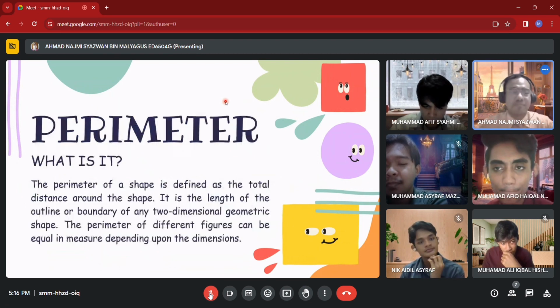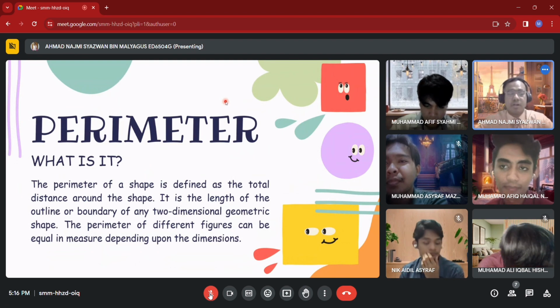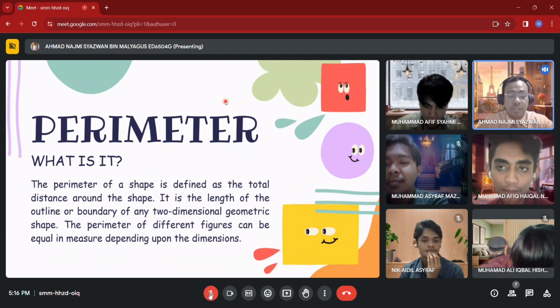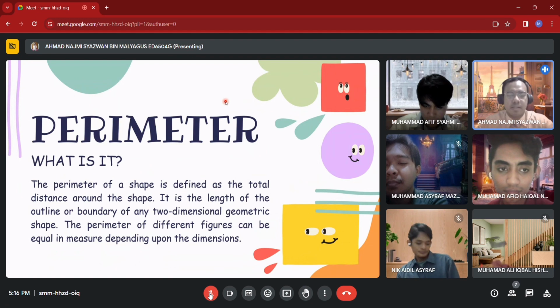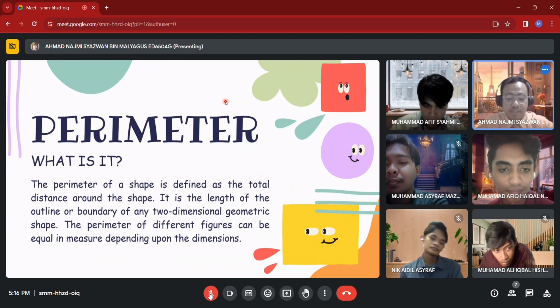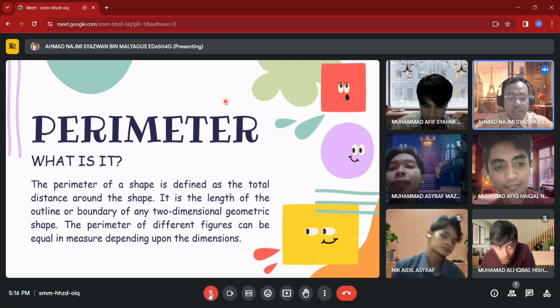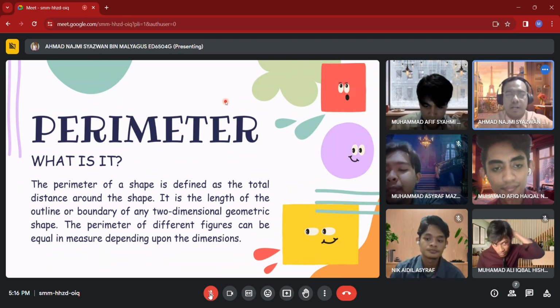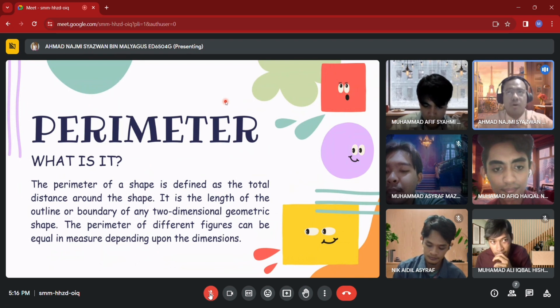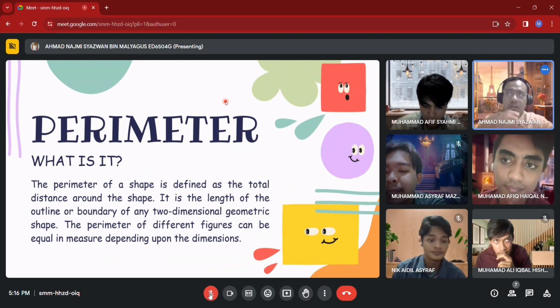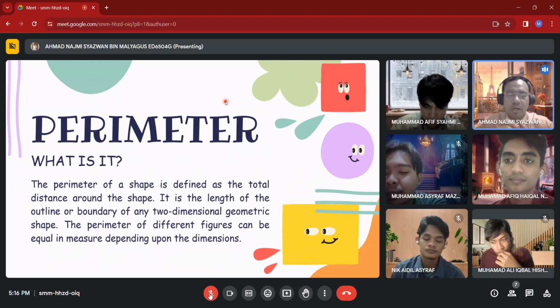What is the perimeter? The perimeter of a shape is defined as the total distance around the shape. It is the length of the outline or boundary of any two-dimensional geometric shape. The perimeter of different figures can be equal in measure depending upon the dimensions. So just like Ali said just now, perimeter is the circumference of a shape, or we can say it is the total measurement of the shape by counting the outline of the two-dimensional geometric shape.